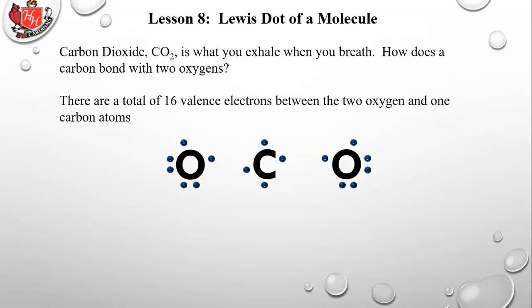Okay, so let's try another one. Carbon dioxide, CO2, is what you exhale when you breathe. How does a carbon bond with two oxygen? There are a total of 16 valence electrons between the two oxygen and the one carbon atom. If you draw the Lewis dot for oxygen, you end up with 6 valence electrons. With carbon, you end up with 4 valence electrons. So 6 plus 4 plus 6 is going to be 16. But you need to create 3 octets, one for the oxygen, one for the carbon, and one for the other oxygen. That's a total of 24. So how do you do that?